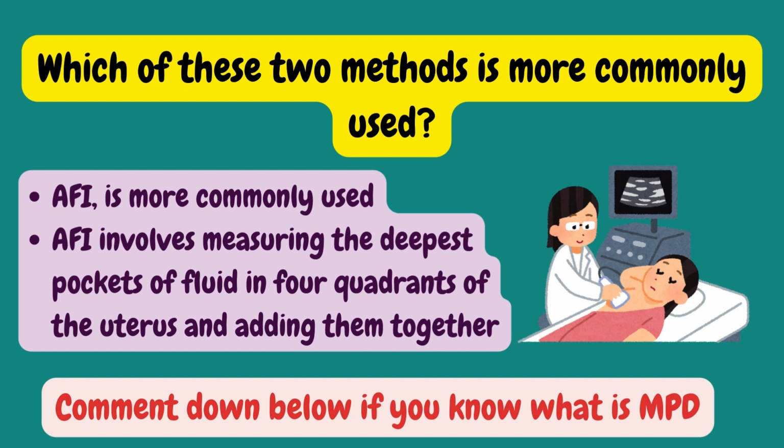AFI involves measuring the deepest pockets of fluid in 4 quadrants of your uterus and adding them together. Comment down below if you know how to measure MPD.